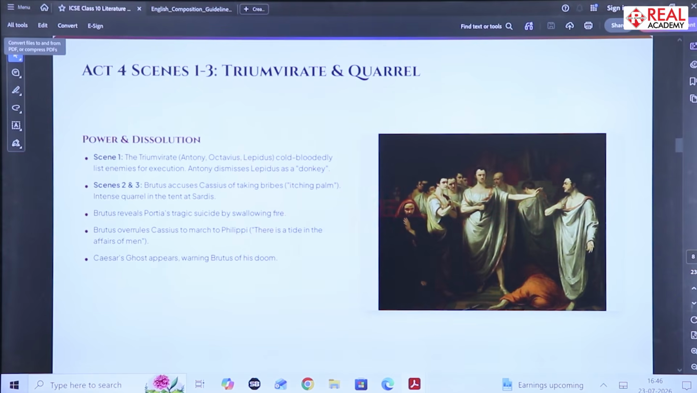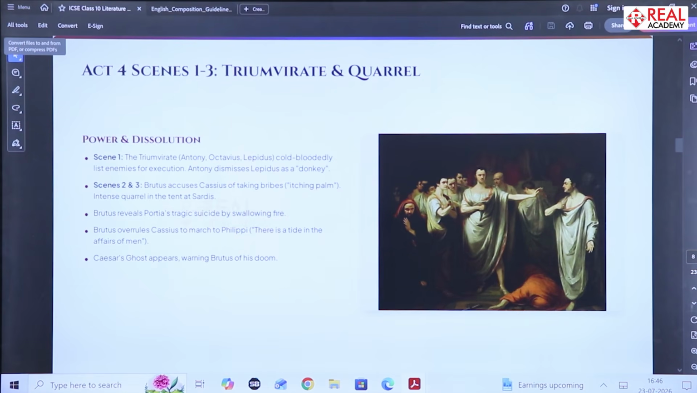After Lepidus leaves, Antony speaks openly about him. He calls Lepidus a weak and insignificant man, comparing him to a horse that can be trained and used only for carrying out orders. Antony believes Lepidus has no independent judgment and is useful merely as a tool.